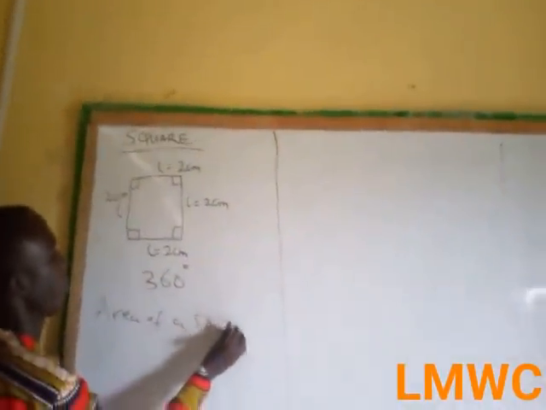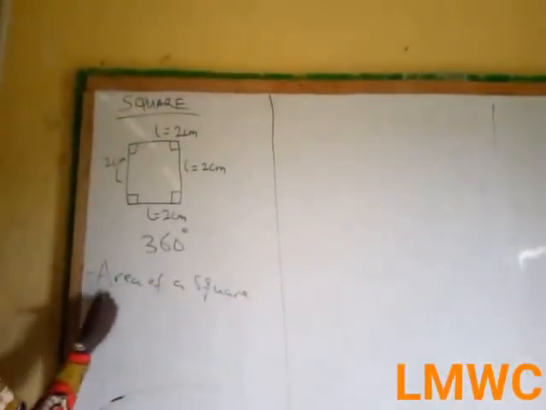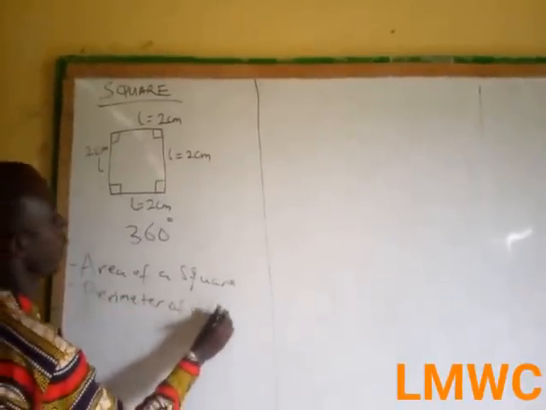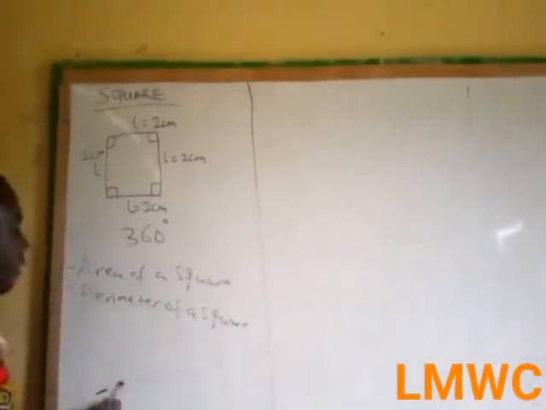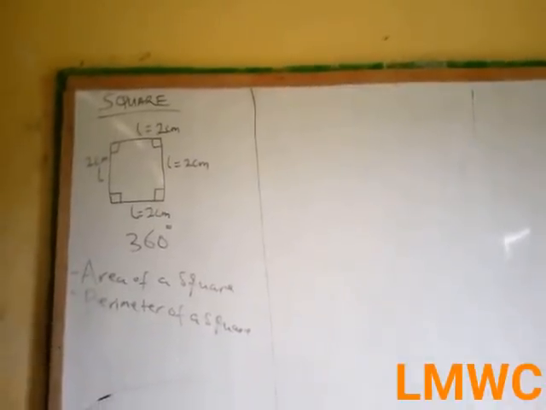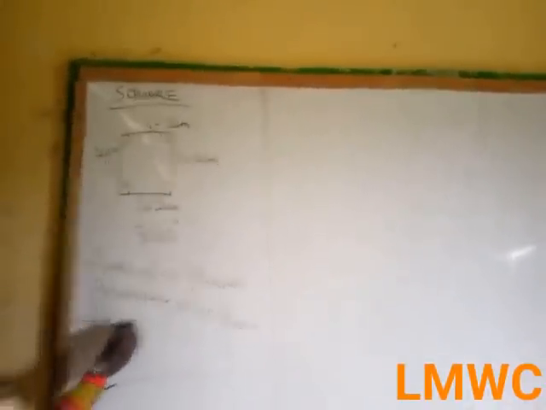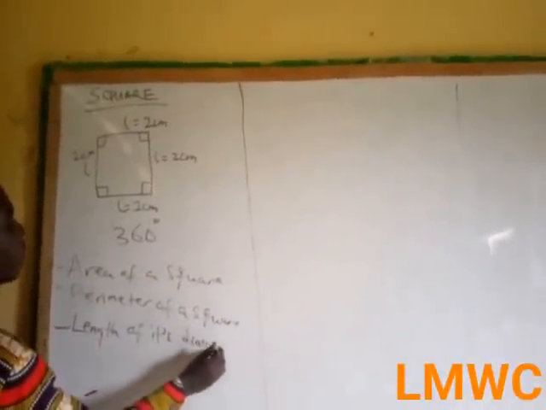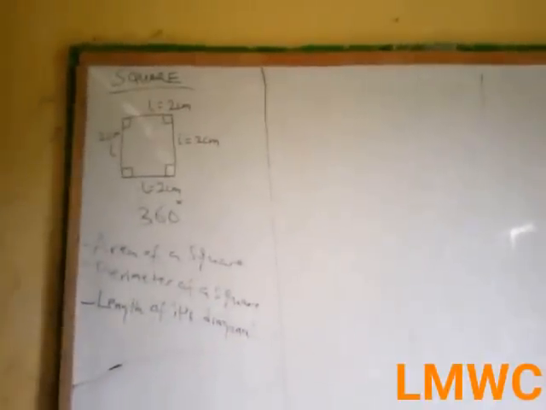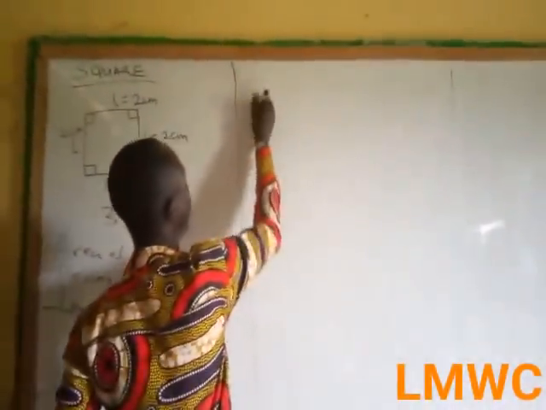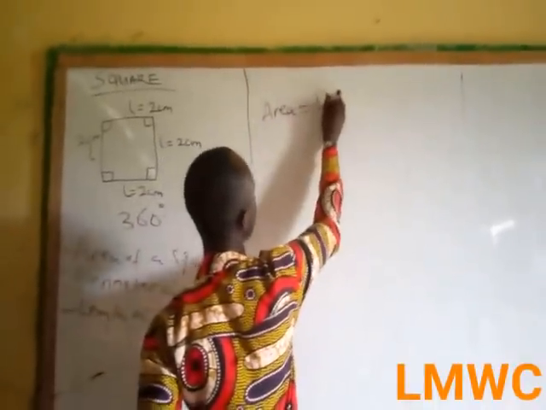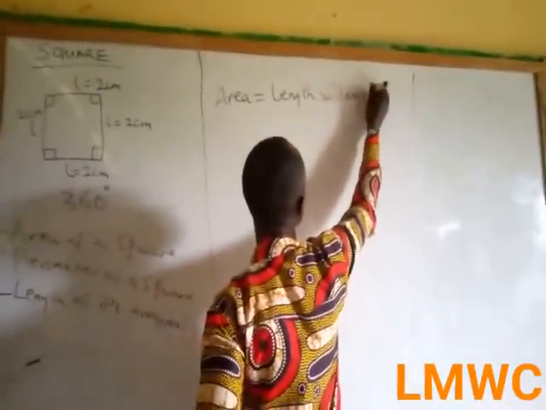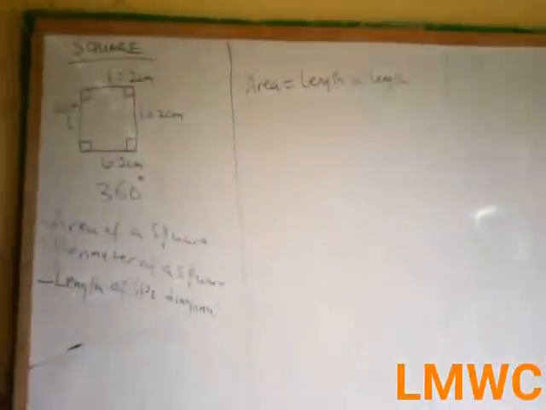So for a square, we will know the area of the square, the perimeter of a square, and the length of a diagonal. How to calculate the length of this diagonal? So the area of a square is length times length. This is the formula.